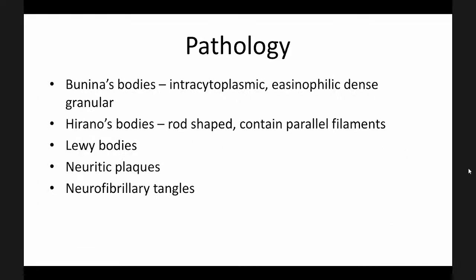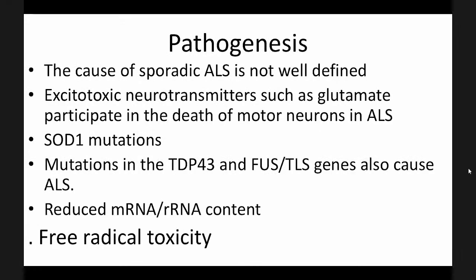We have various inclusion bodies like Bunina bodies, Hirano bodies, Lewy bodies, neuritic plaques, and neurofibrillary tangles. The sporadic pathogenesis has multiple types. There may be some free radical toxicity. There is reduced mRNA or RNA content in these neurons. There may be excitotoxic neurotransmitters such as glutamate that participate in the death of the motor neurons in ALS. We also have various mutations in the familial type of ALS.